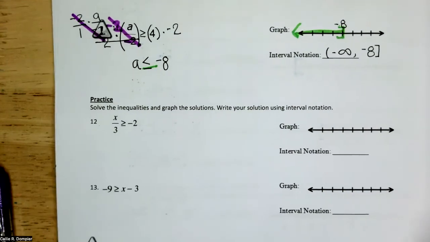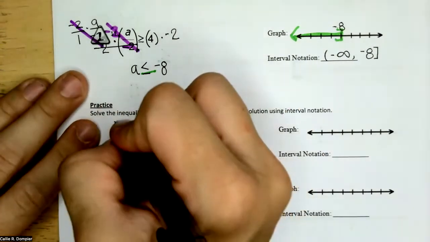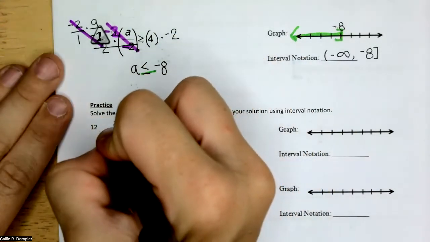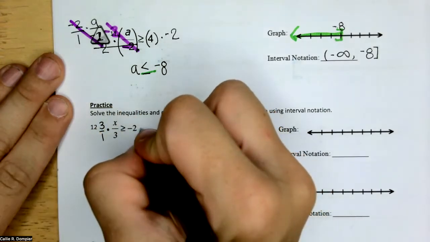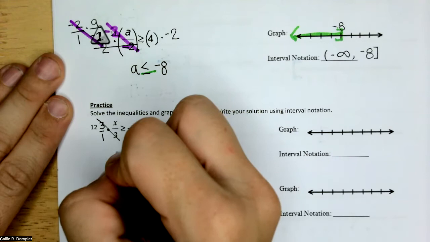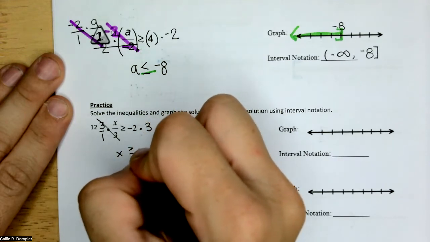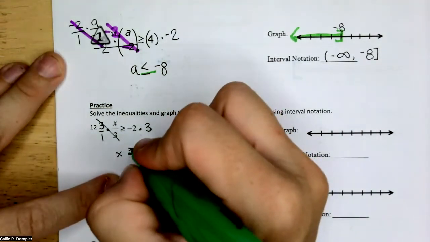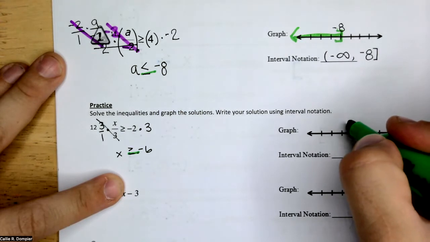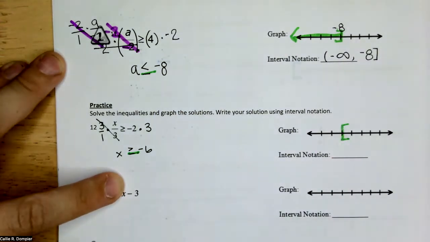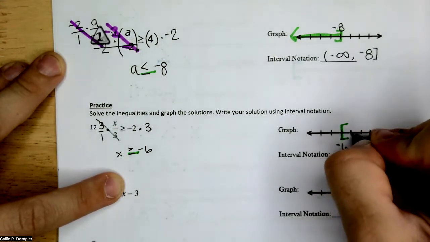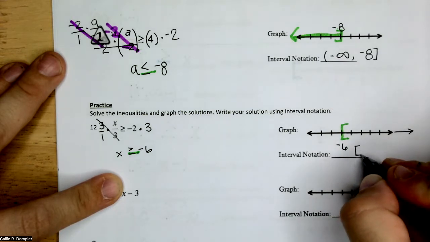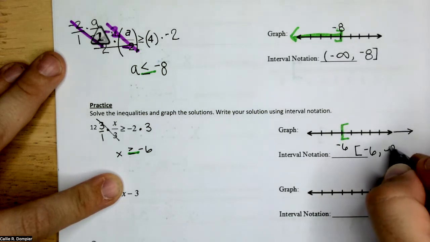All right, solve the inequalities and graph the solutions. Write using interval notation. X divided by 3 is greater than or equal to -2. So I need to multiply by 3. Those cancel. I get x is greater than or equal to -6, right? Because of this, it's going to be a bracket at -6, and it's going to go in the positive direction because of that greater than symbol. So my interval notation will be bracket -6, comma, infinity.